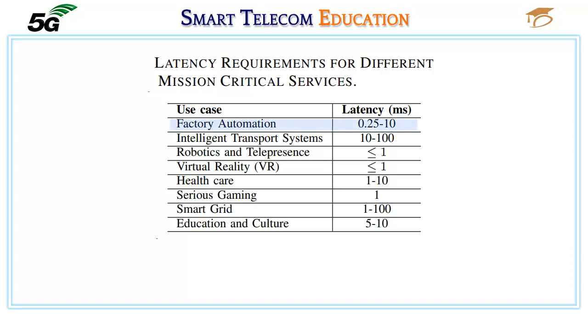Factory automation, 0.25 to 10 milliseconds. Intelligent transport systems, 10 to 100 milliseconds. Robotics and telepresence, less than 1 millisecond. Virtual reality, less than 1 millisecond. Healthcare, 1 to 10 milliseconds. Serious gaming, 1 millisecond. Smart grid, 1 to 100 milliseconds. Education and culture, 5 to 10 milliseconds.